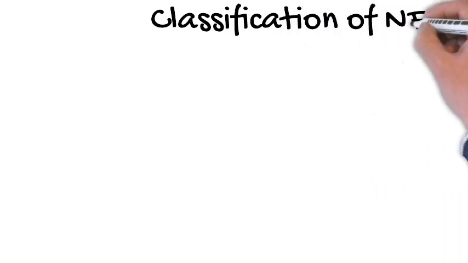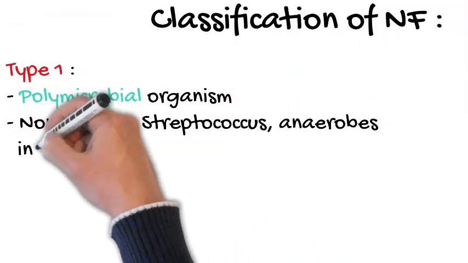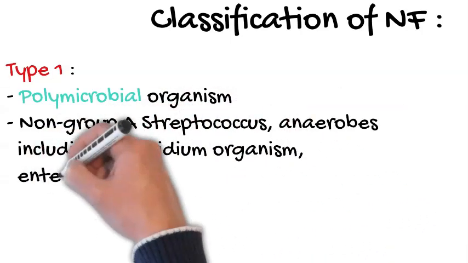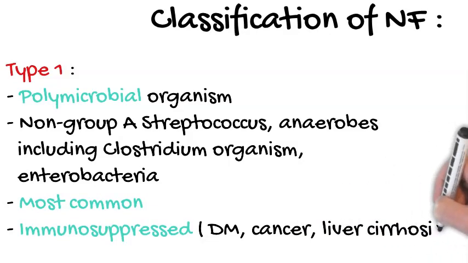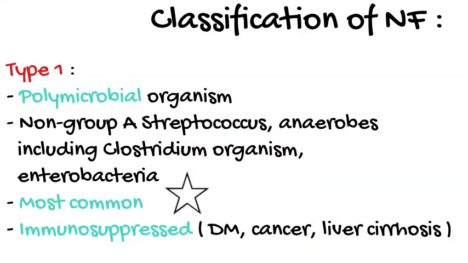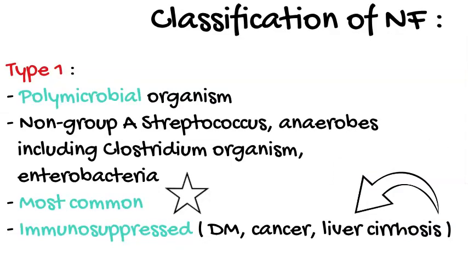It can be divided into 4 types. For type 1, it involves polymicrobial organism. Among the organisms are non-group A Streptococcus, anaerobes including Clostridium organism, Enterobacteria. Type 1 is the most common necrotizing fasciitis. Commonly seen in immunosuppressive patient, example in diabetic patient, cancer patient, in liver cirrhosis patient.